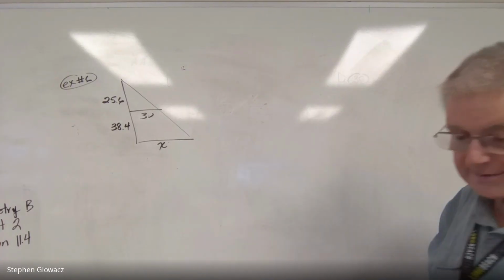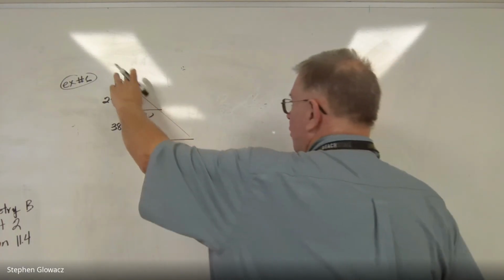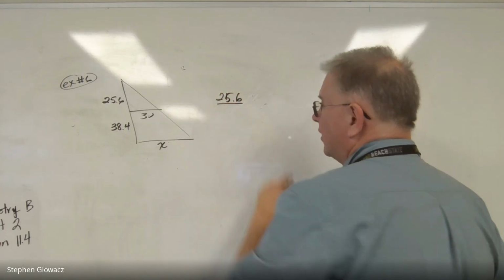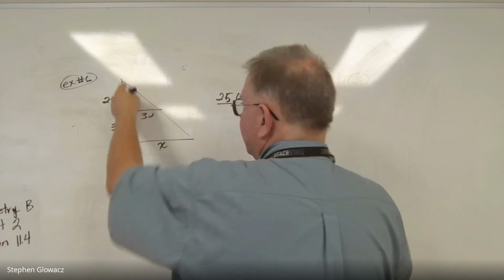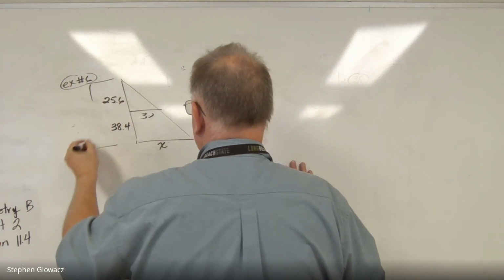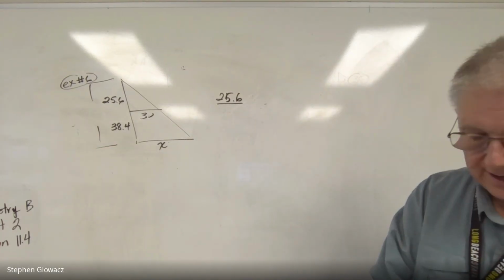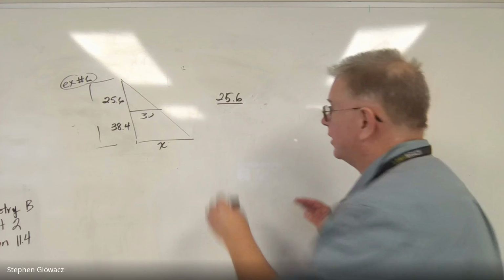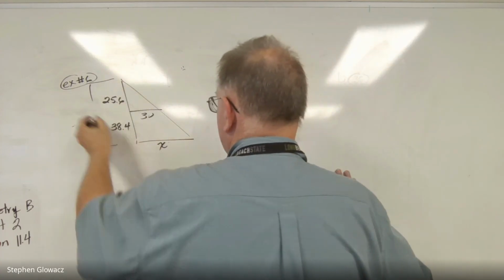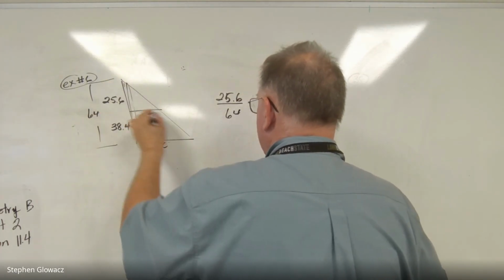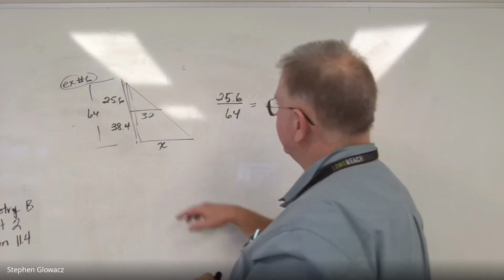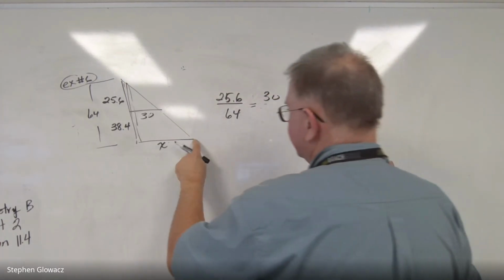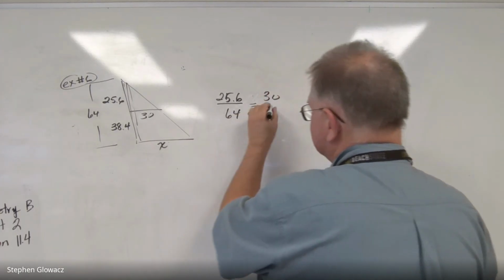All right, so once again, setting up our proportion, we're going to go small triangle over big triangle. So we have 25.6 over, now remember, not 38.4, but the entire length of this side. So we need to add those up. We add 25.6 and 38.4, and we get 64. So the length of this entire side here, which is the length of this side in the big triangle, is 64. And that's going to be equal to the length of this bottom side in the little triangle, 30, over the length of the bottom side, which is represented by X in the big triangle.